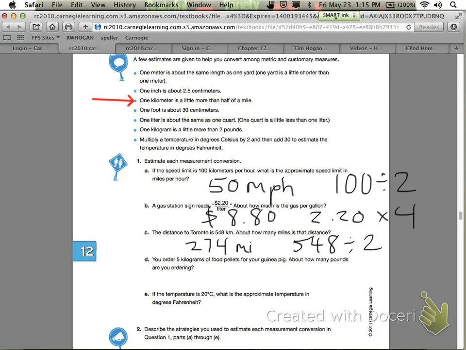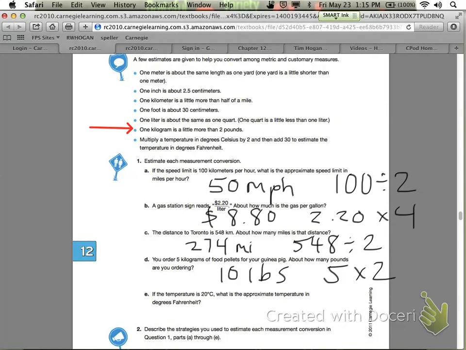Letter C, the distance to Toronto is 548 kilometers. About how many miles is that distance? Again, the same estimate that we used for letter A. 1 kilometer is a little more than half of a mile, so if we take half of 548, we get 274 miles for letter C.